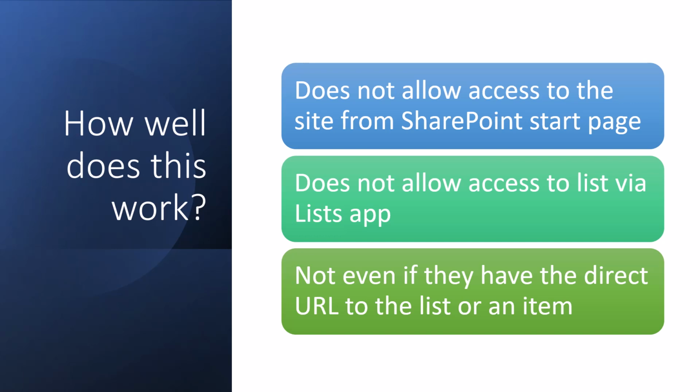Next question, well, what about the Lists app? Because for a long time, that was kind of the end run that a lot of people could use to get to those lists directly. And it does not allow them to view the lists in the Lists app either. Now, what if they have a direct link to the list or an item in the list? It'll also block them from that.